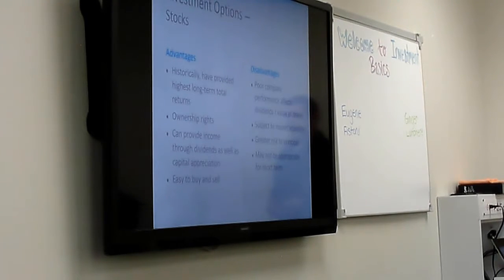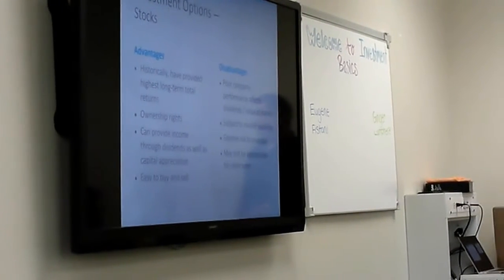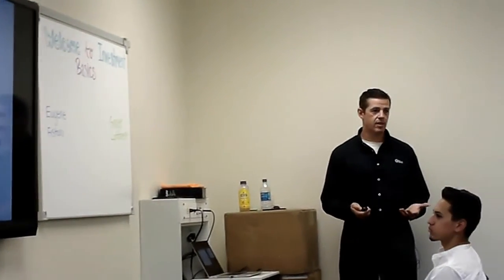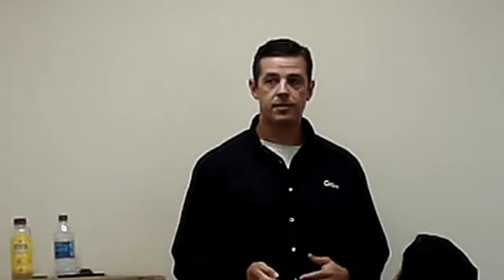And it's definitely not appropriate for short-term goals. So if you're thinking about buying a house 6 months from now, the last thing you want to do is go invest in the stock market to try to get some gains.